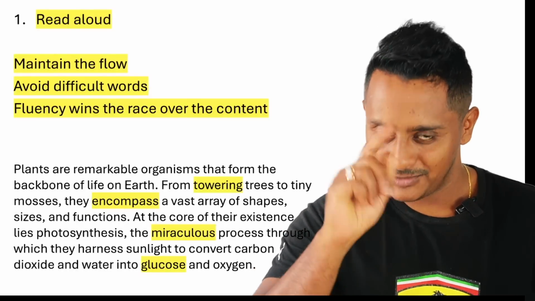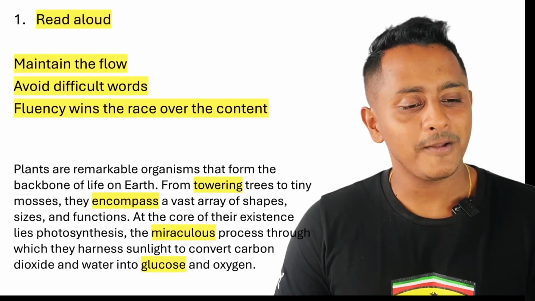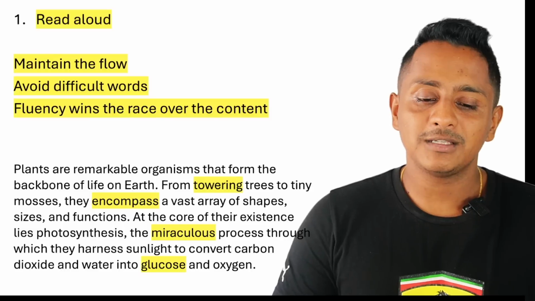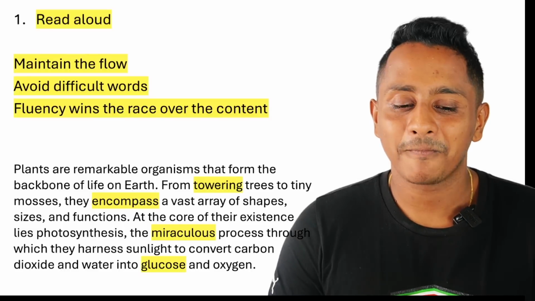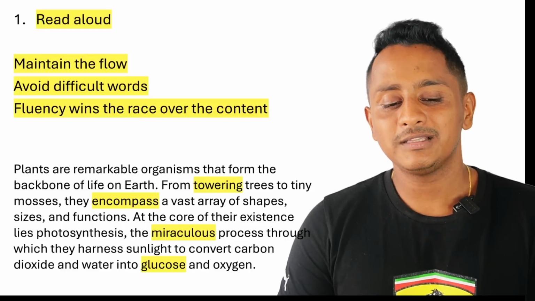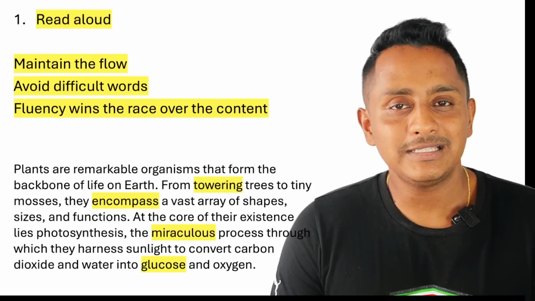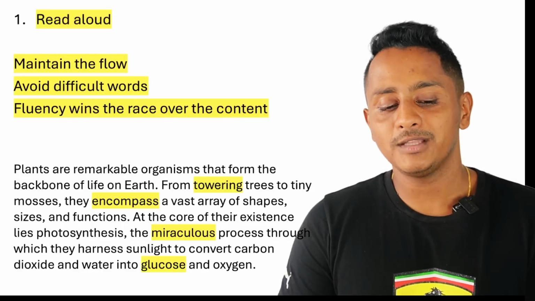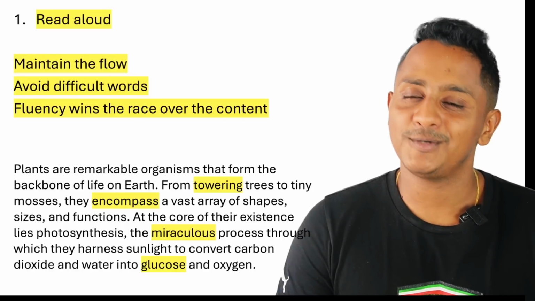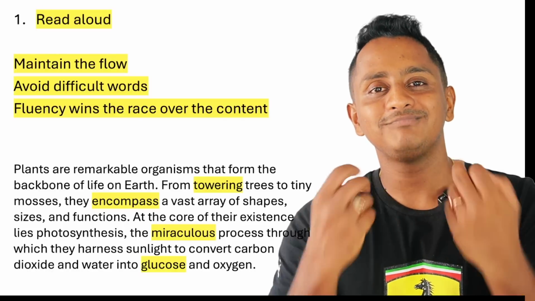For example, these are the difficult words, so I'll just skip them and speak. Plants are remarkable organisms that form the backbone of life on Earth. From trees to tiny mosses, they have a vast variety of shapes, sizes, and functions. At the core of their existence lies photosynthesis, the process through which they harness sunlight to convert carbon dioxide and water into oxygen. That's how you trick.